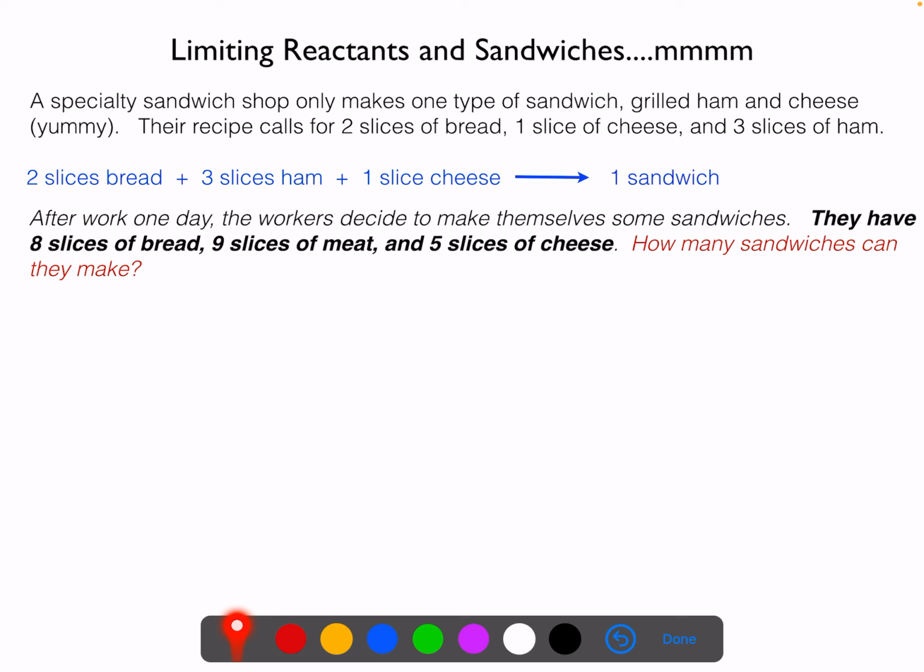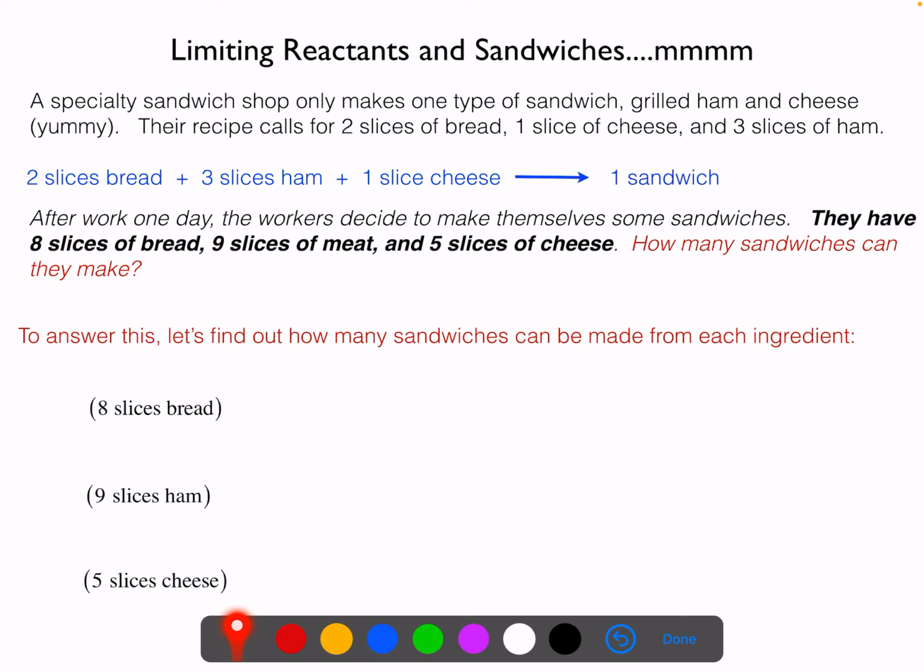You might be able to do this quickly in your head, but let's go through it pretending it's a chemical example so we can build how to solve this problem. What we're going to do is start with each reagent, or each ingredient.